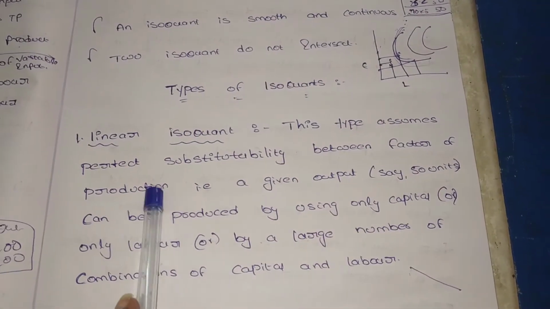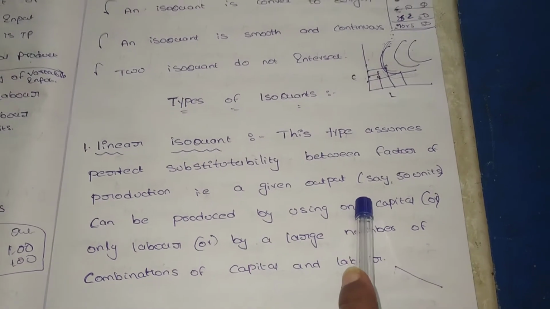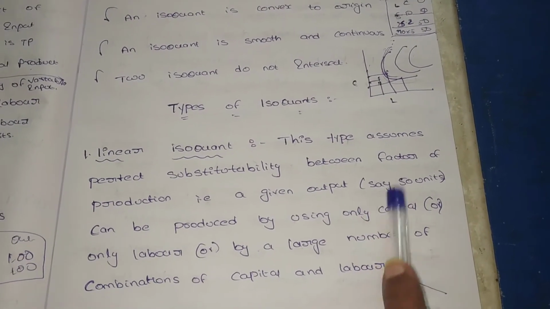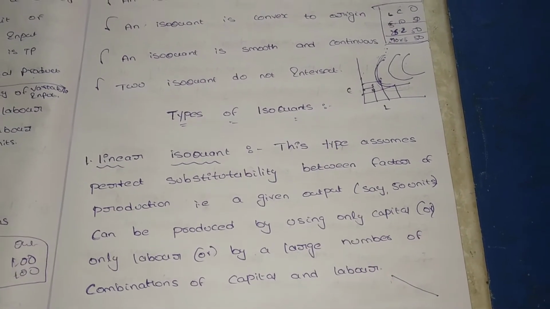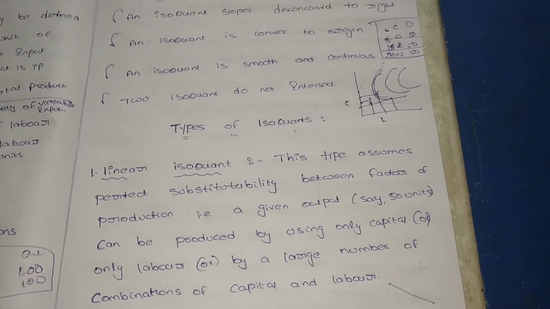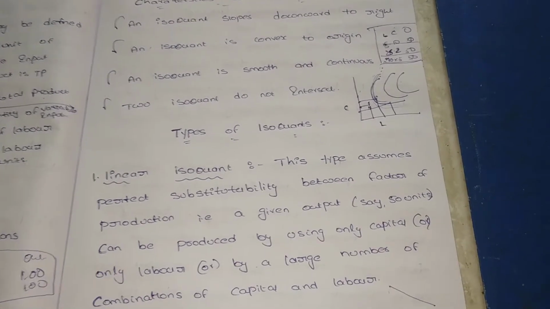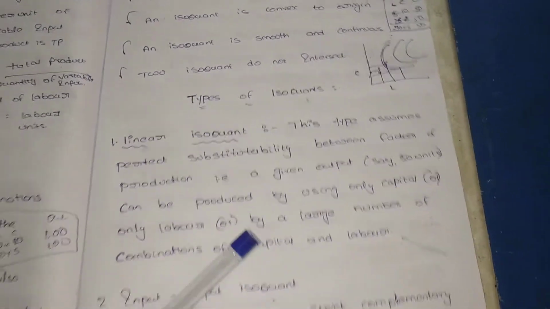This type assumes perfect substitutability between the factors of production for a given output. Say 50 units is our output, but for these 50 units we are taking different capital. There are changes in capital and labor, but each and every combination gives the same satisfaction. In this type of goods we get a linear isoquant.